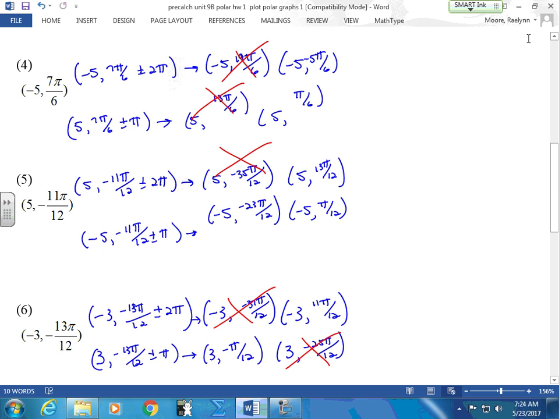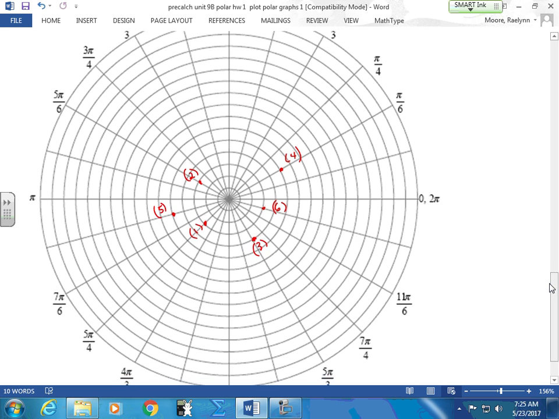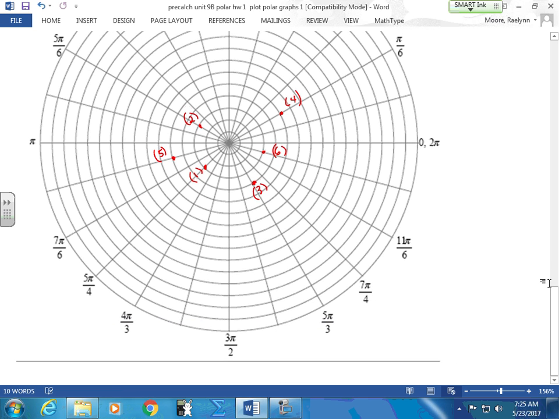I think the harder concept is the graphing part. So when you graph this, you're only getting 1 point for each one. So let me see if I have an answer for you and I can put the point up here. I don't know if I do.